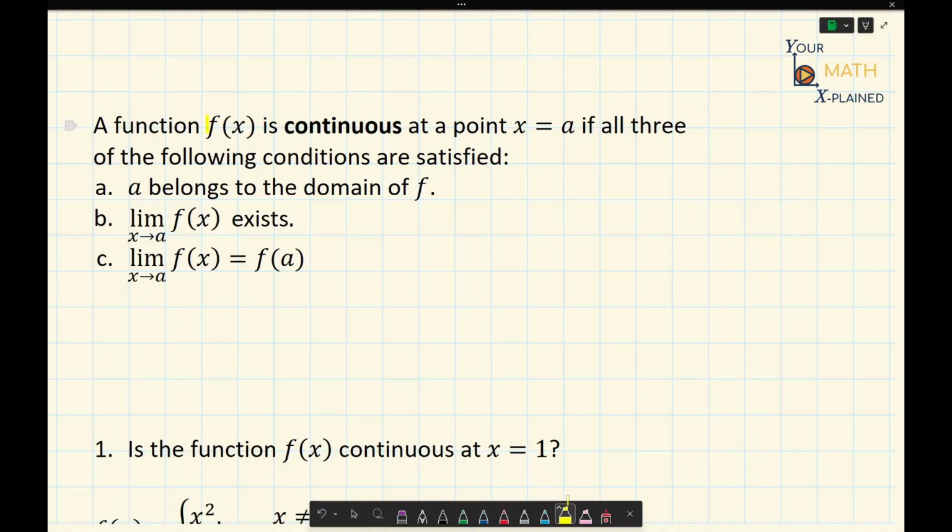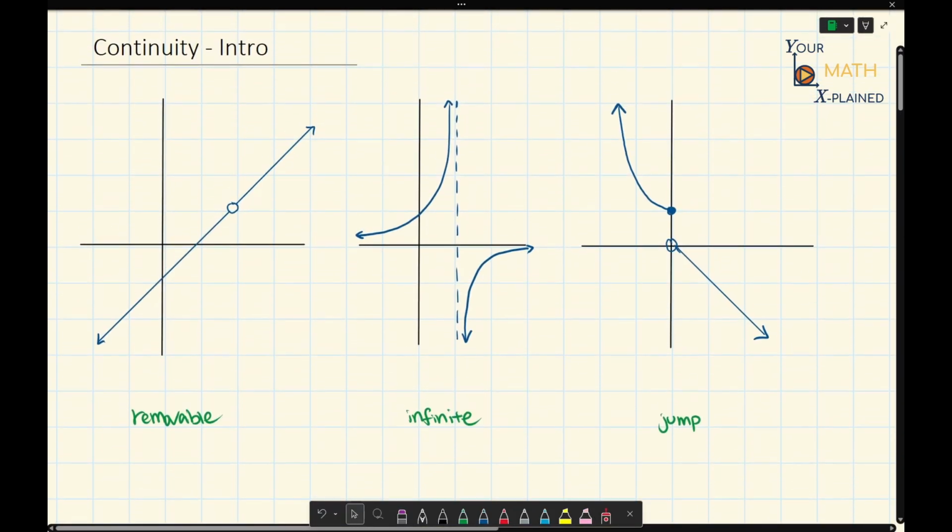We say a function f of x is continuous at a point x equals a if all three of the following conditions are satisfied. And the three conditions are: a has to belong in the domain of f, and the limit of f of x as x approaches a has to exist. And not only does it have to exist, it has to equal f of a. So in other words, the limit has to equal the value of the function evaluated at x equals a.